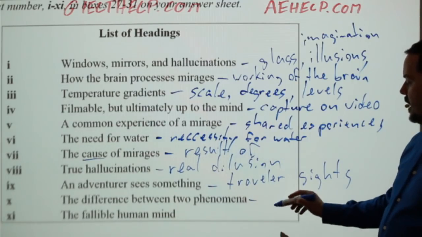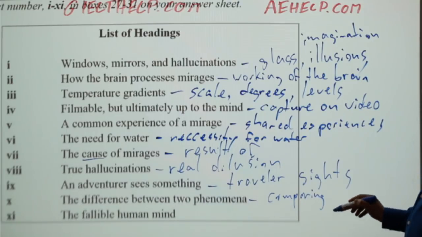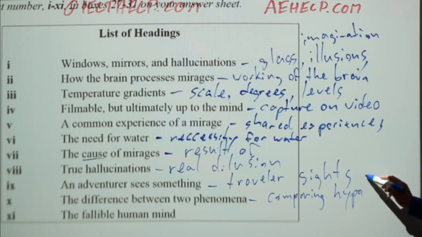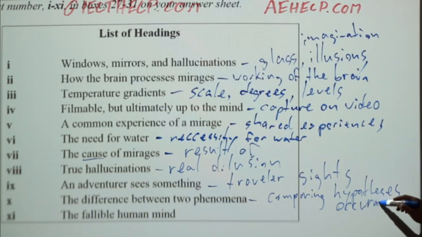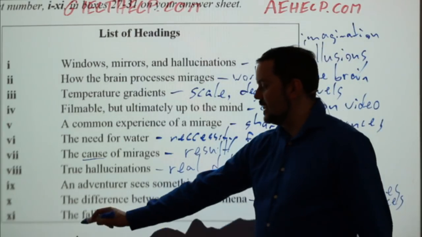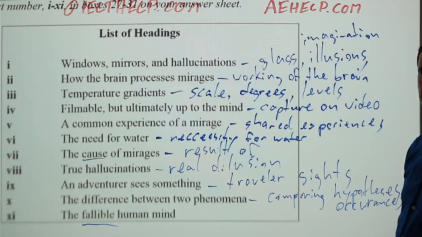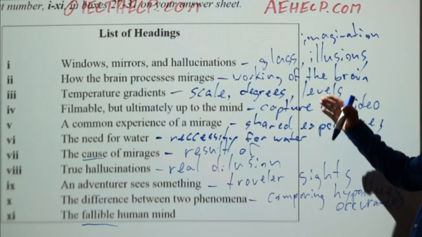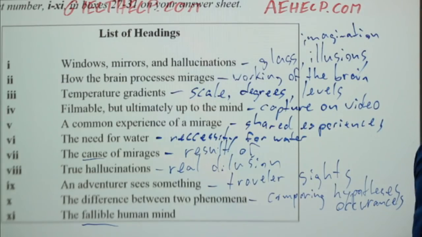Okay, the difference between two phenomenon. Okay, comparing hypotheses or occurrences, strange occurrences. The fallible mind. I'll leave that last one to you. What's another way to say fallible? Okay, so I'm just showing you here that it doesn't have to be perfect. It just needs to be quick and close. Okay? The fallible human mind.